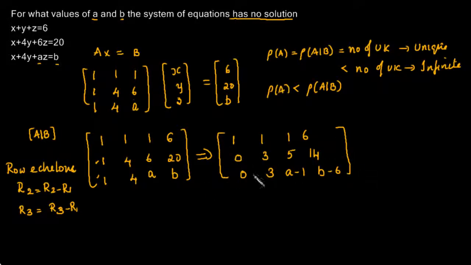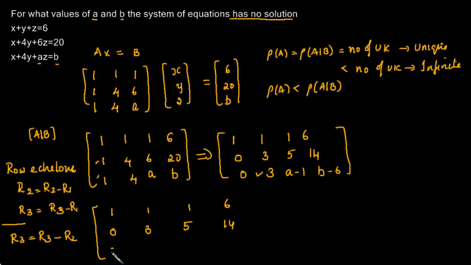Now what we need to do, we have to make this element 0. So what is the transformation we are going to do? That will be R3 equal to R3 minus R2. By applying that transformation, what we get is, we have the first row, we have 0, 3, 5, 14, 0, and 3 minus 3 will be 0, a minus 1 minus 5 will be a minus 6, and b minus 6 minus 14 will be b minus 20.